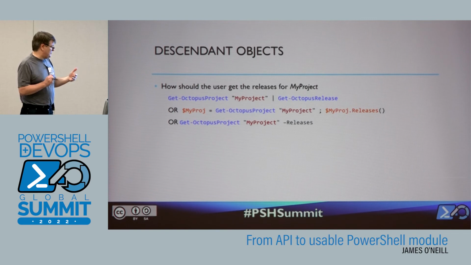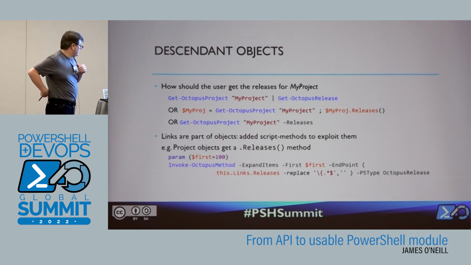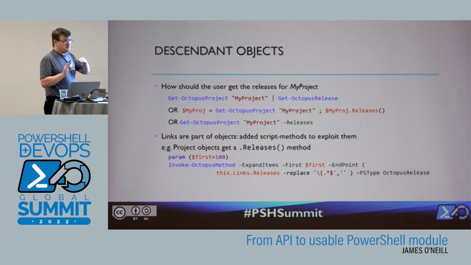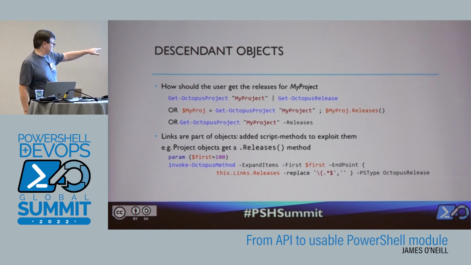I'm a great believer in users being able to use whichever way works for them at the time. And I find that I use all 3 of these. I'm quite glad that I coded them all up. Again, the nature of this particular API made that easier than some others that I've worked with. So the links become part of the object. You saw me do this with machines for environments, but we get the same thing for projects.